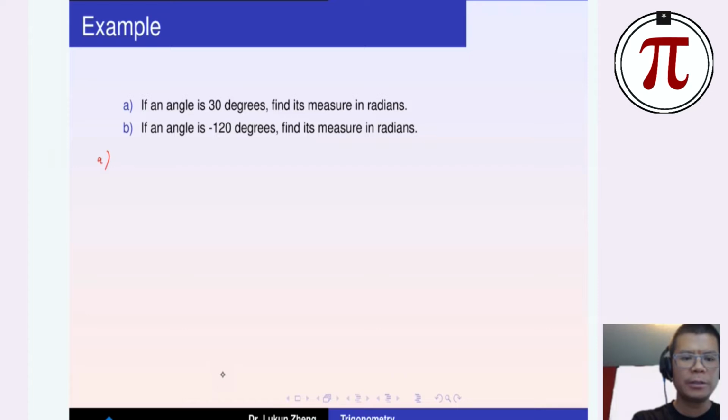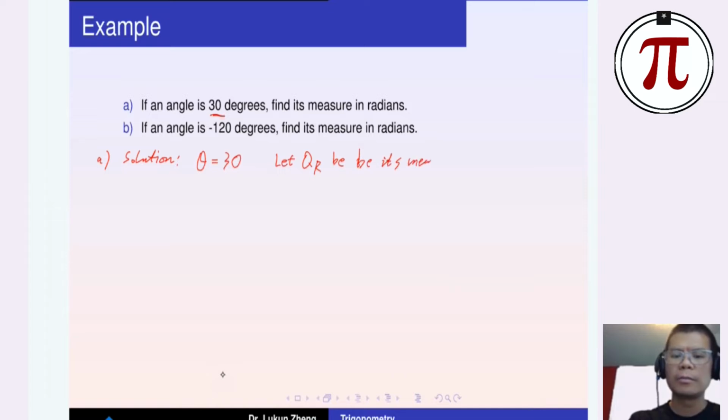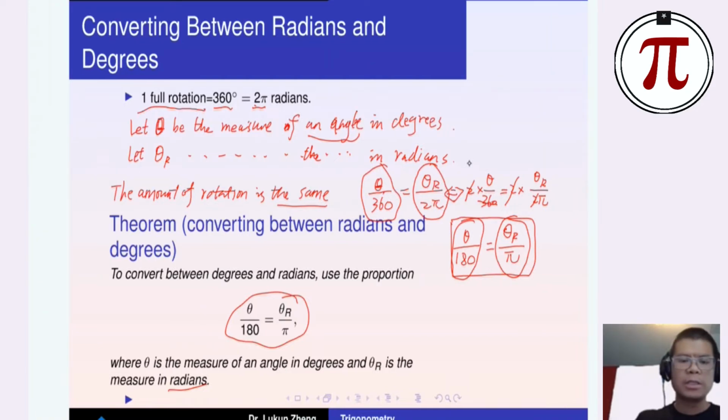Okay, solution. The measure in degrees is 30. So we have theta equals 30, right? Now it's a measure in radians. Let theta r be its measure in radians. Then we're going to use this relation, based on the theorem.